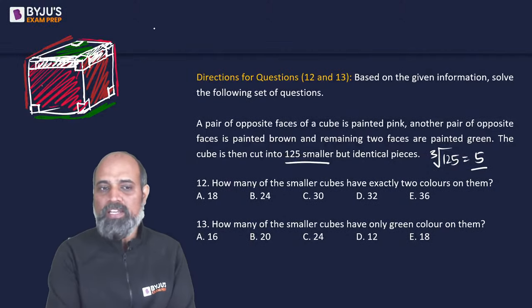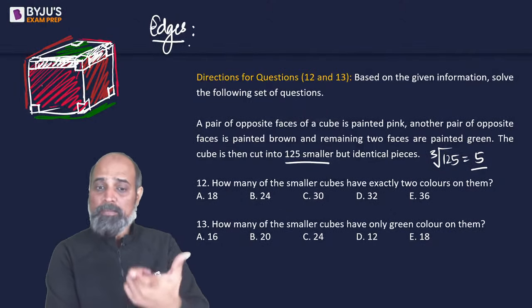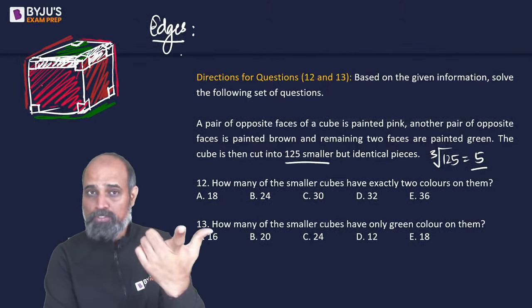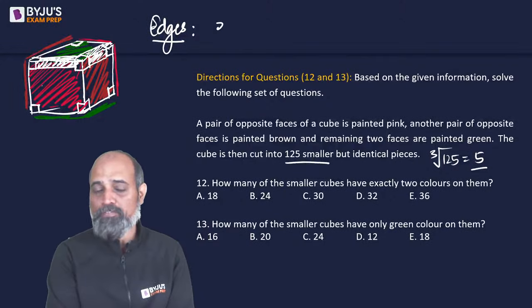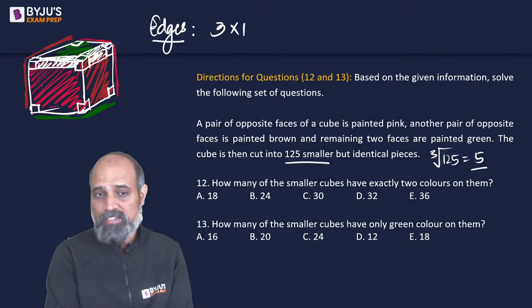So two colors wale, can we say we are going to find them along the edges? This is an edge with 5 cubes. If I remove the corner ones, we are left with 3 of them. And then there are 12 edges. So 36 ho jayenge.